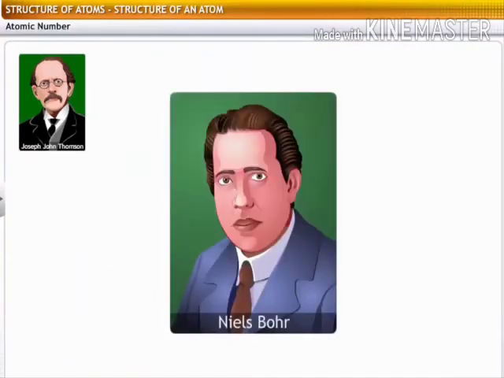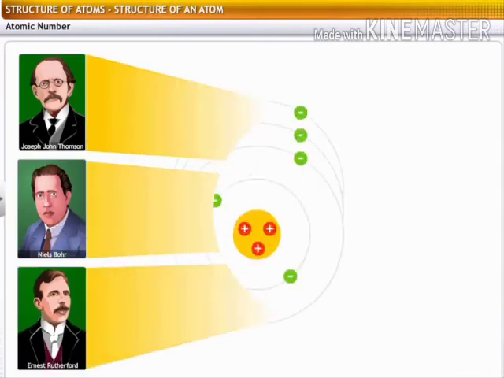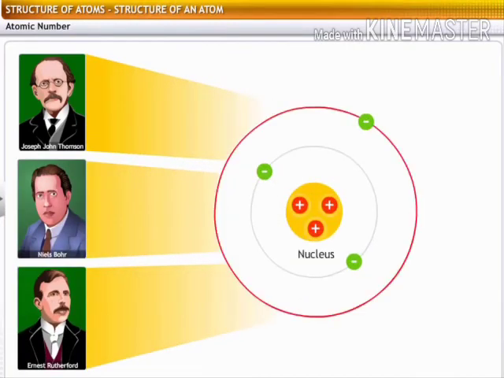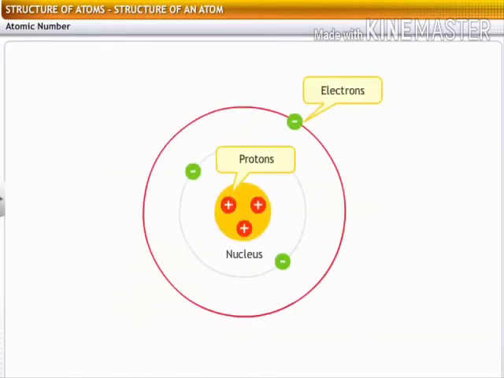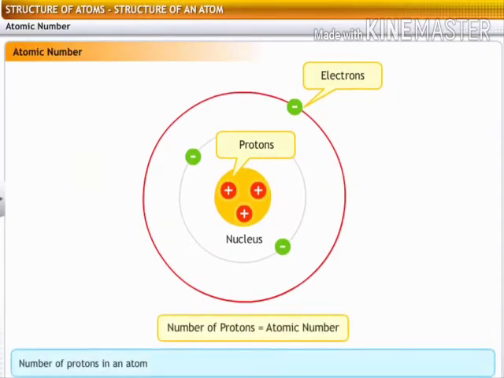Scientists propose that an atom is made of 2 kinds of particles. The positively charged particles are protons, and the negatively charged particles are electrons. Every atom of an element has a fixed number of protons in its nucleus. This fixed number of protons is referred to as an atomic number. This number is constant for an element. It is represented by the alphabet Z.